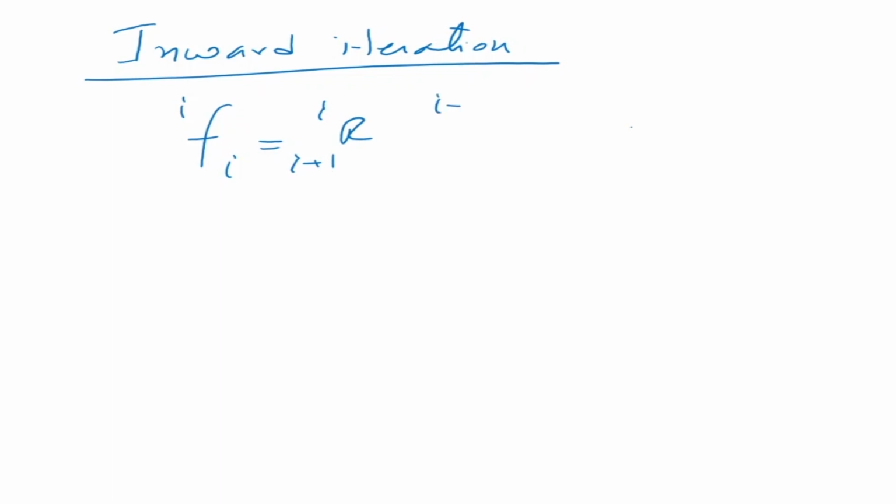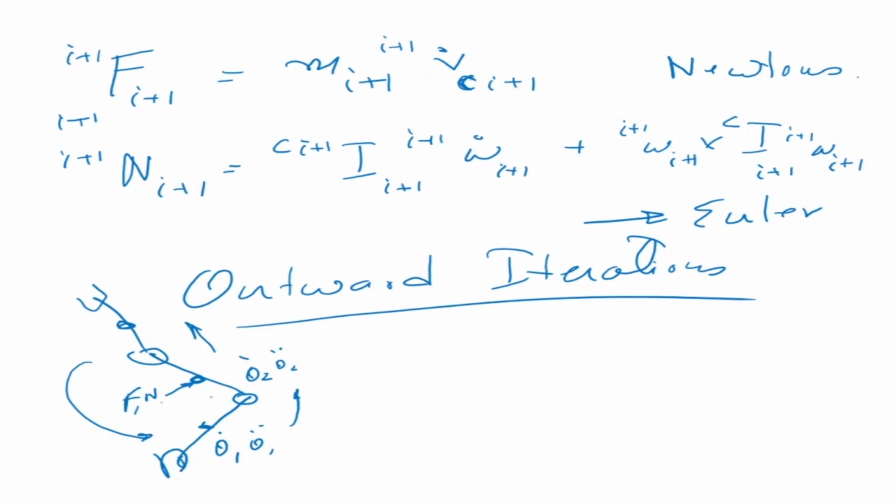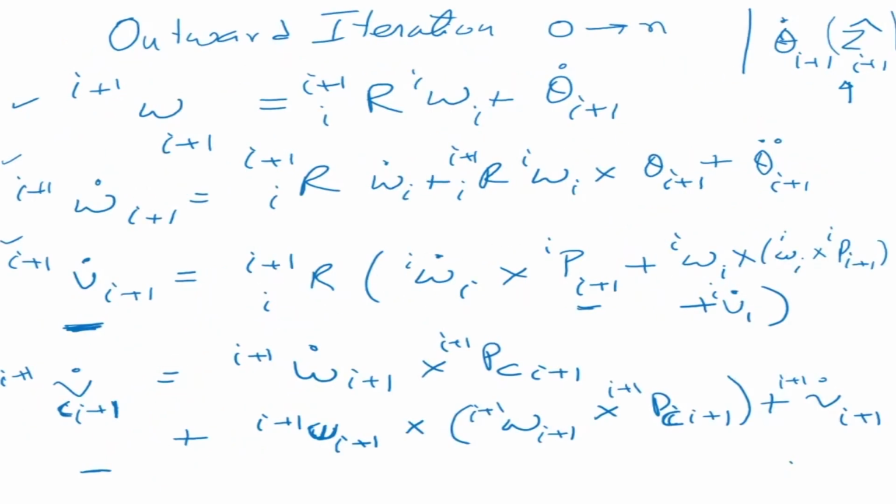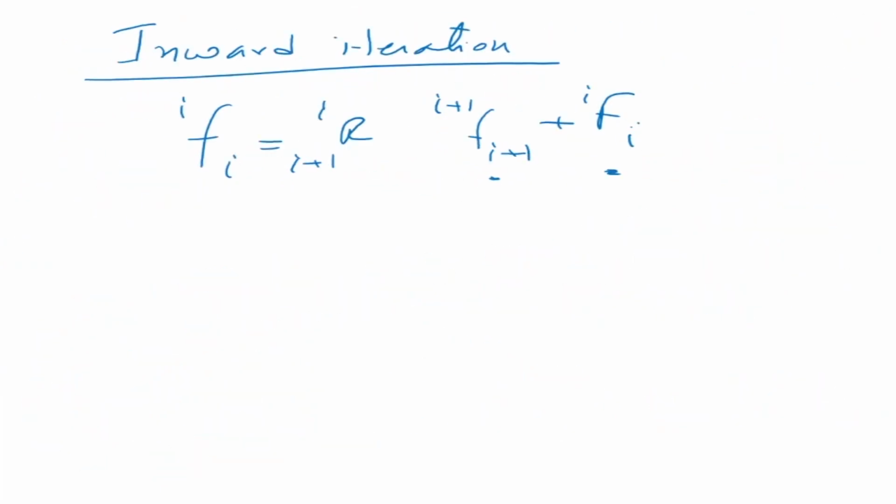This is equal to i+1 F of i+1 plus F_i. Okay, what is capital F? Capital F is the force acting at the CG, and this is the force at the next joint. So this is coming backwards. What do I mean by coming backward is that the forces which are acting will come in this direction now. Okay, so that is why it is called the inward iteration. So this is the force and this is the moment.